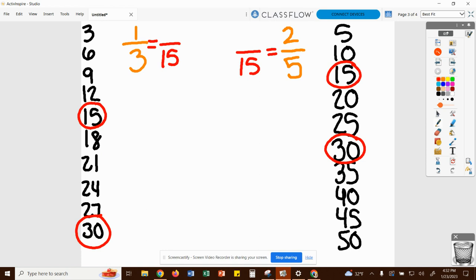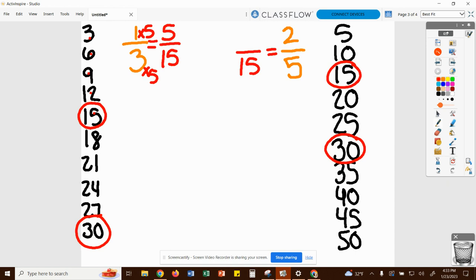So I'm going to think to myself, what times 3 gets me close to 15 without going over? Well, I know that 3 times 5 is 15. And if you didn't know that, you can use the multiples that you have right here. 3 times 1, 2, 3, 4, 5 will get me 15. And I know from doing equivalent fractions that whatever I do to the bottom, I have to do to the top. So since I multiplied the bottom by 5, I have to multiply the top by 5. 1 times 5 is 5. So my new equivalent fraction is 5/15.